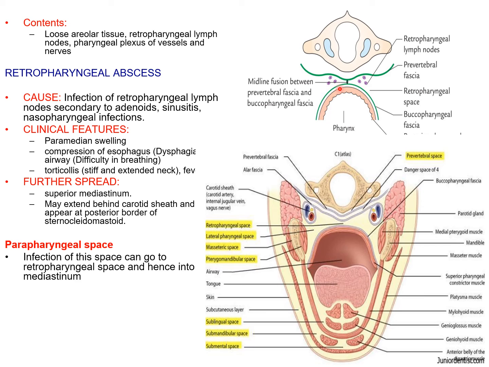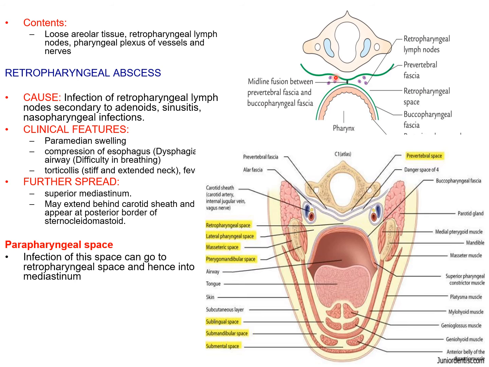It can result from the infection of the retropharyngeal lymph nodes secondary to the adenoids, from infections of the sinuses, or from other nasopharyngeal infections. Remember that whenever there is a retropharyngeal abscess, the swelling is always in fact paramedian. So if a paramedian swelling is noticed here, then the most probable diagnosis is a retropharyngeal abscess.